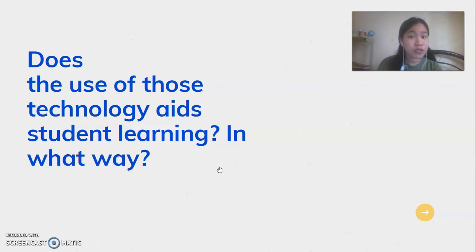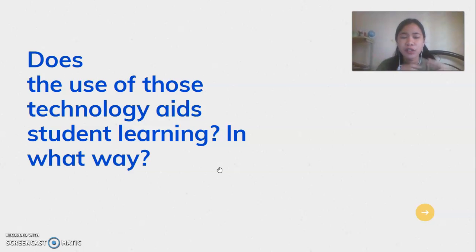So next question, does the use of those technology aid student learning? What do you think? Yes or no? Do they aid in the student learning? Yes, of course. Okay, so technologies are made not just for display purposes, but it is made for us teachers, for our students, to help them in their learning.